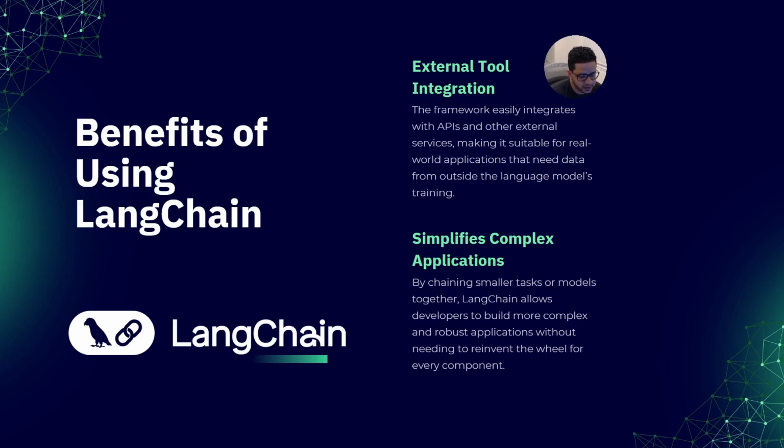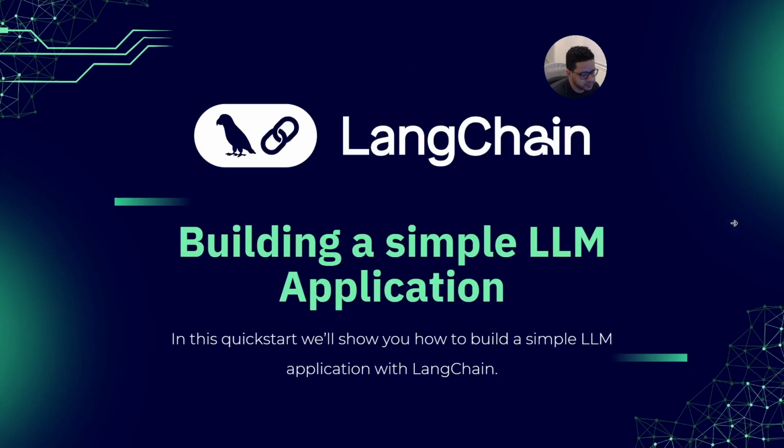It also simplifies complex applications by chaining smaller tasks and models together. LangChain allows developers to build more complex and robust applications without needing to reinvent the wheel for every component. So in short, LangChain is a framework that is going to provide many tools to make your AI development much easier, more scalable, and is going to allow you to chain different models and different components together in order to build different chainable prompt responses together.